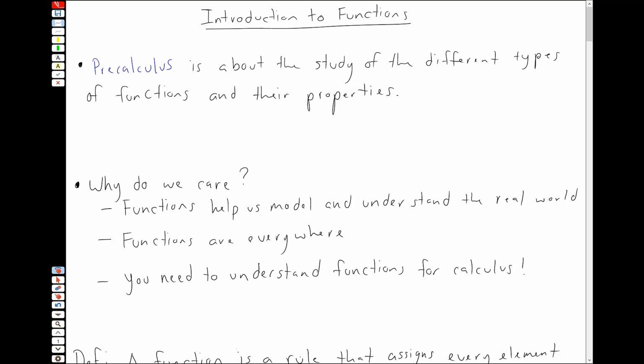All right, so what we're going to be learning about today, or at least introducing ourselves to, is functions. And when I think about pre-calculus, this is really the basis of pre-calculus. Pre-calculus is the study of different types of functions and their properties. Of course, pre-calculus is a class that's meant to get you prepared for calculus, but really at the core, we're learning about these things called functions.